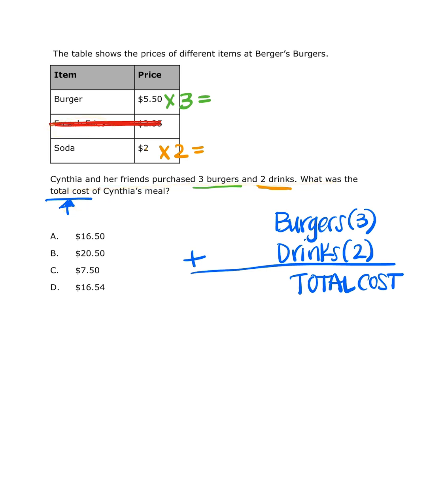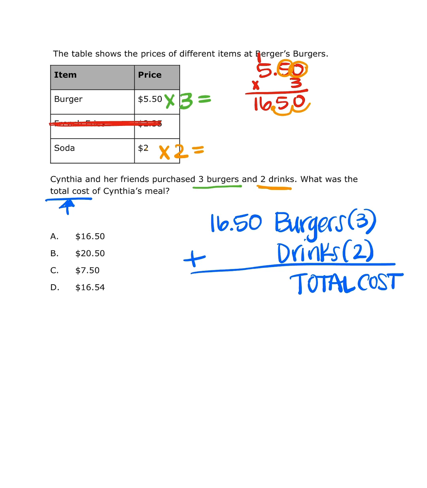So I'm going to start with my burgers, and I'm going to say, okay, I have $5.50. And I need to multiply that by 3 burgers. So 3 times 0 is 0. 3 times 5 is 15. 3 times 5 is 15 plus 1 is 16. And remember that when you're multiplying, you count your decimal places. So 1, 2 behind the decimals. So how much did my burgers cost? Well, they cost $16.50.